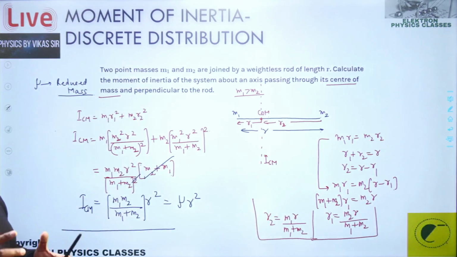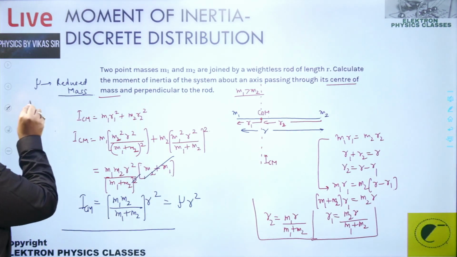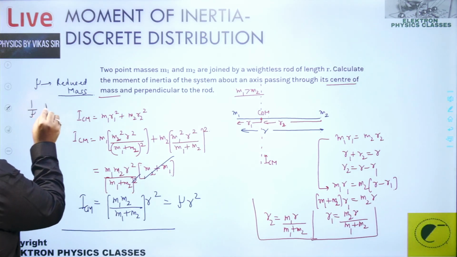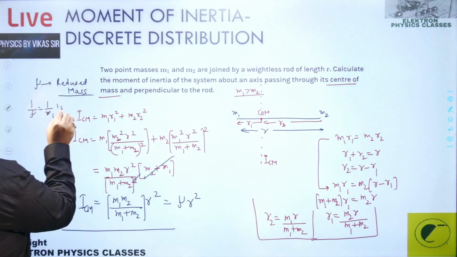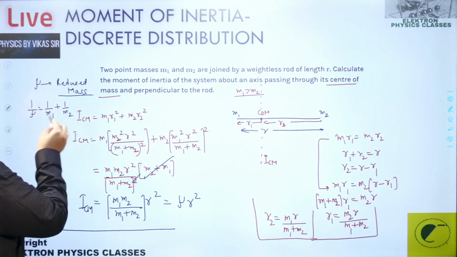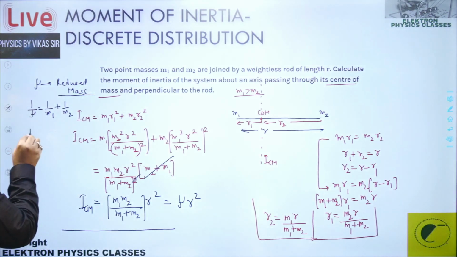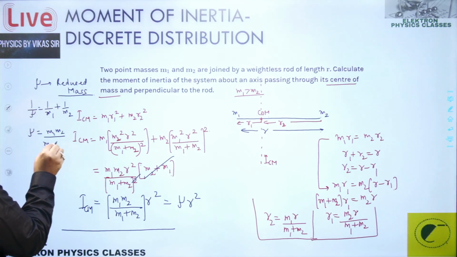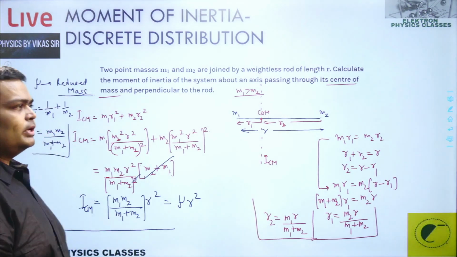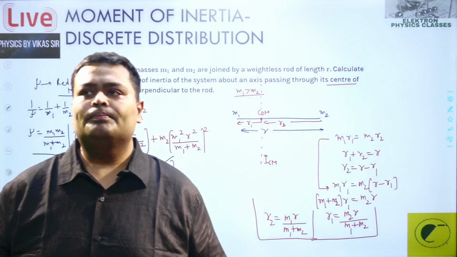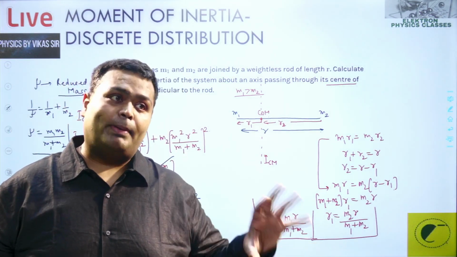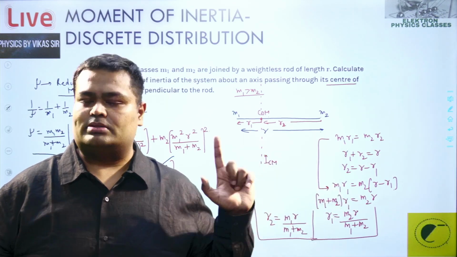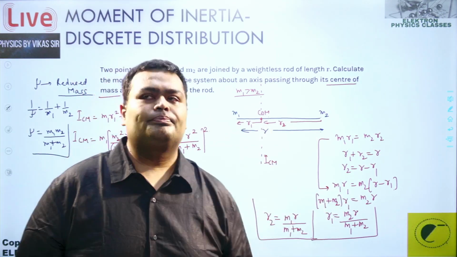Reduced mass is nothing but a combination of masses. Exactly what kind of a combination? It's like this. 1 upon mu is equal to 1 upon m1 plus 1 upon m2. That's exactly what it is. If you calculate this, you will receive this as m1 m2 upon (m1 plus m2). So that's a simple combination of masses. Actually, why do we say it to be a reduced mass? The reason is it basically reduces a binary system, a two particle system, into a single particle system.